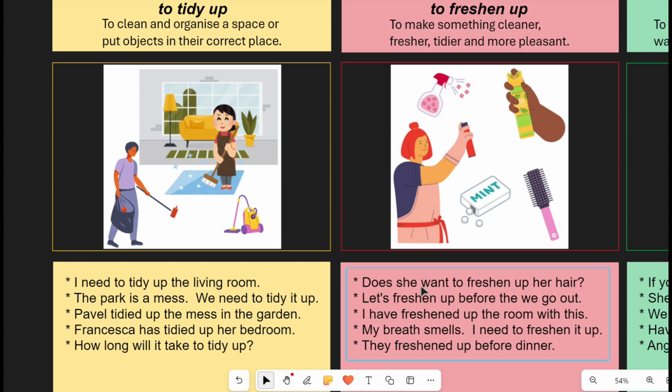Now, example sentences. Does she want to freshen up her hair? So maybe someone is having a look at someone's hair and it doesn't look as nice as it was before. Maybe the style is a little bit older. Maybe you did it earlier in the morning and you can freshen it up, and someone's asking the question. Does she want to freshen up her hair?